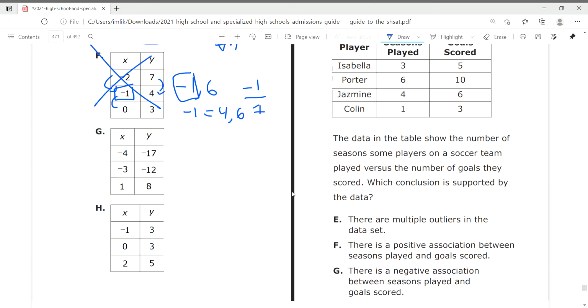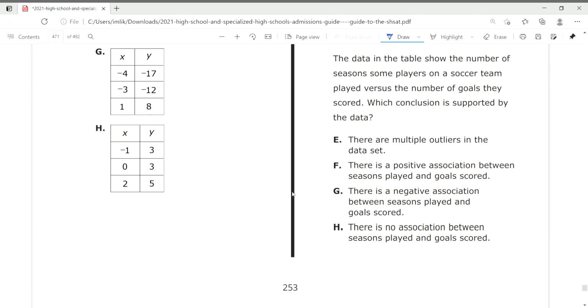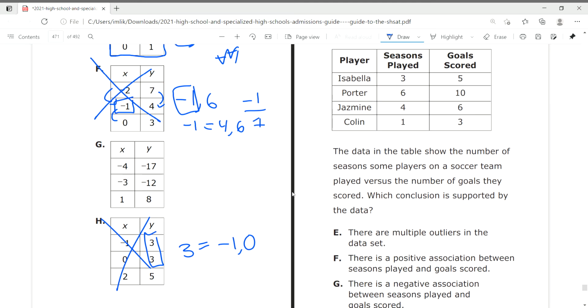But right here, look again. 3 has an output of negative 1 and 0, so it cannot be linear. We're left with G. And if you really wanted to solve it the way we solved it before, you perfectly can. For the sake of time, we're already at 15 minutes. This is taking far too long. So take my word on it.